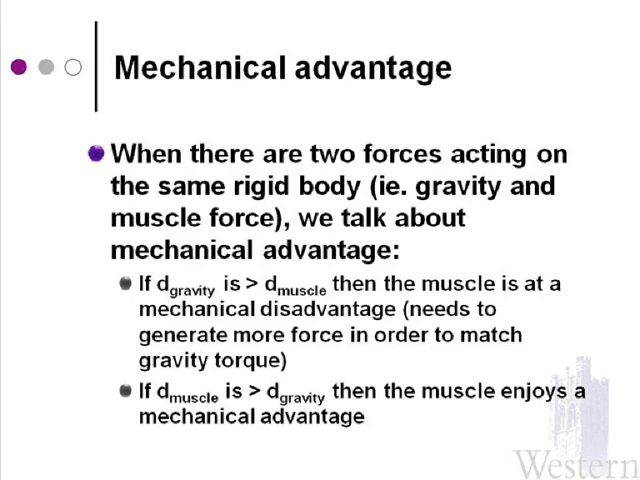If both were equal distances from the axis, then the muscle would have to produce exactly as much force as the resistance in order to keep the arm stable. In that case, there is no mechanical advantage for the muscle. If the muscle force were applied to a point farther from the axis than the resistance force, then the muscle wouldn't have to produce as much force to keep the arm stable, and would therefore be at a mechanical advantage. If, on the other hand, the resistance force was applied farther from the axis than the muscle force, the muscle would have to produce much more force than the resistance in order to match that torque, and we would therefore say the muscle is at a mechanical disadvantage.